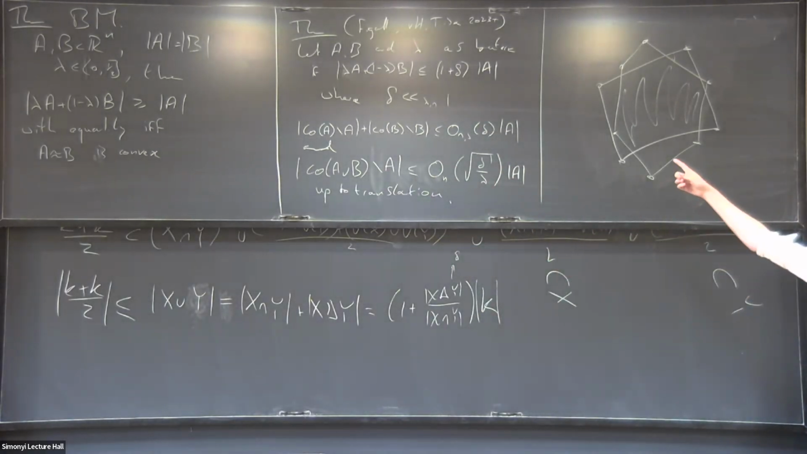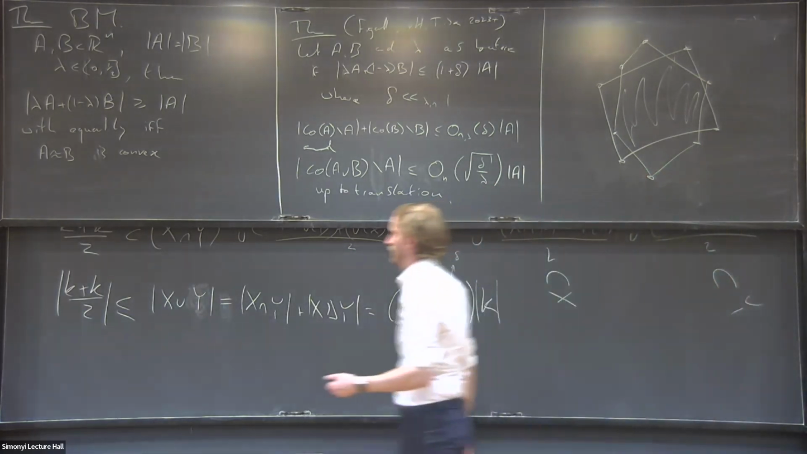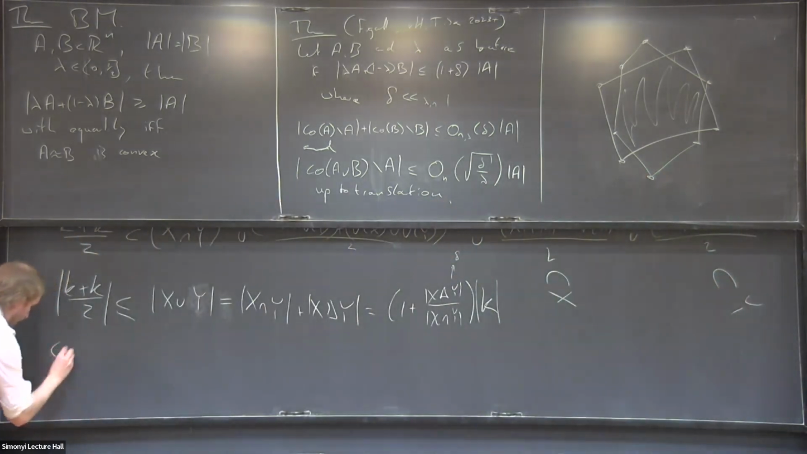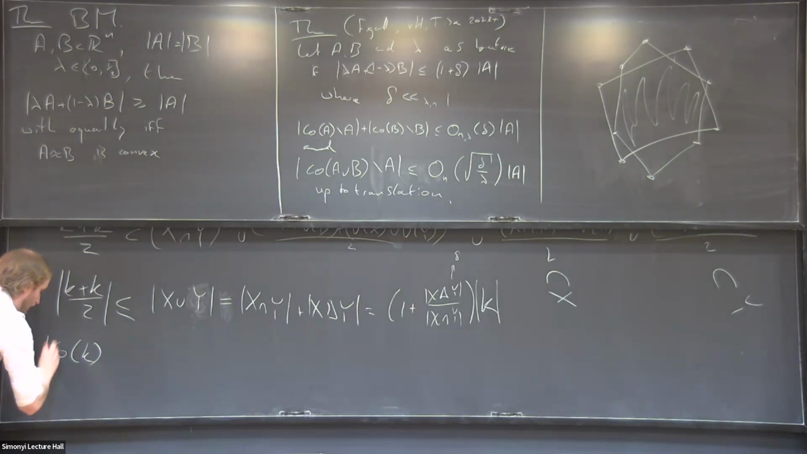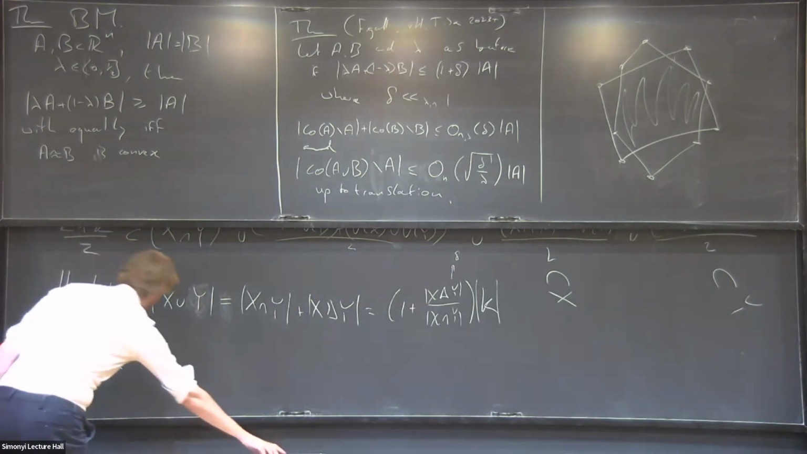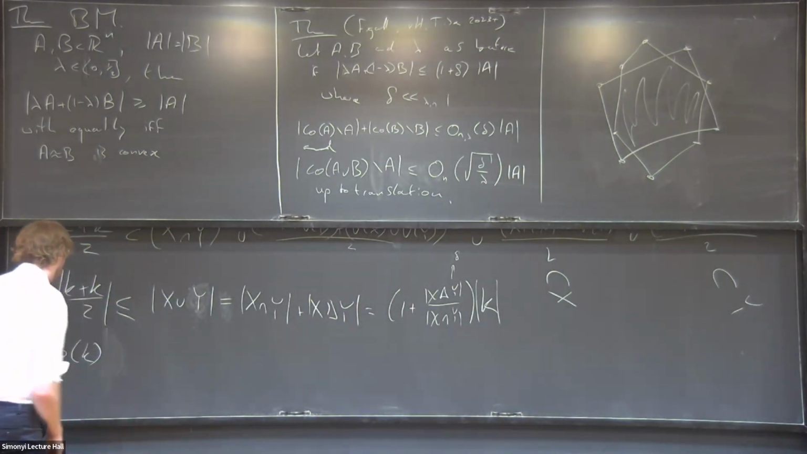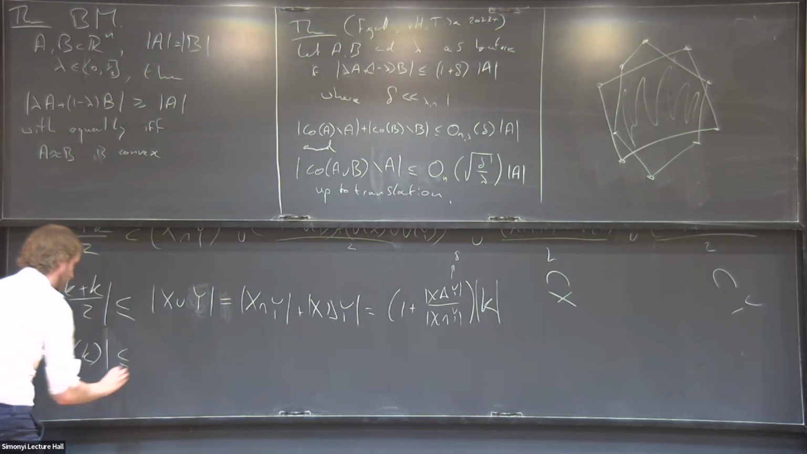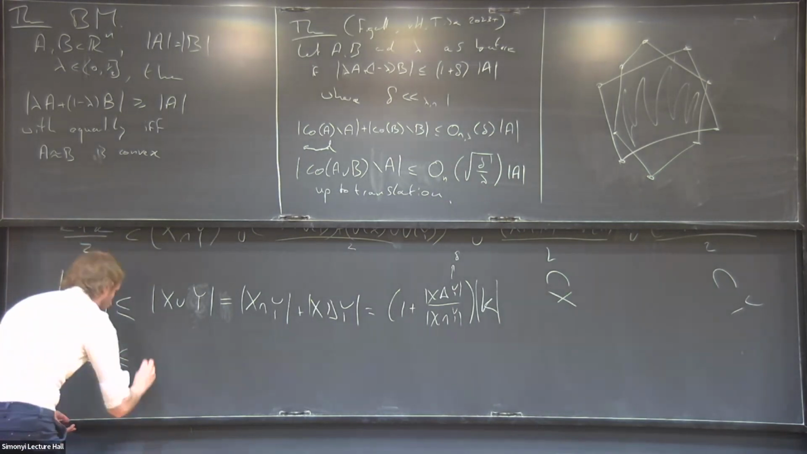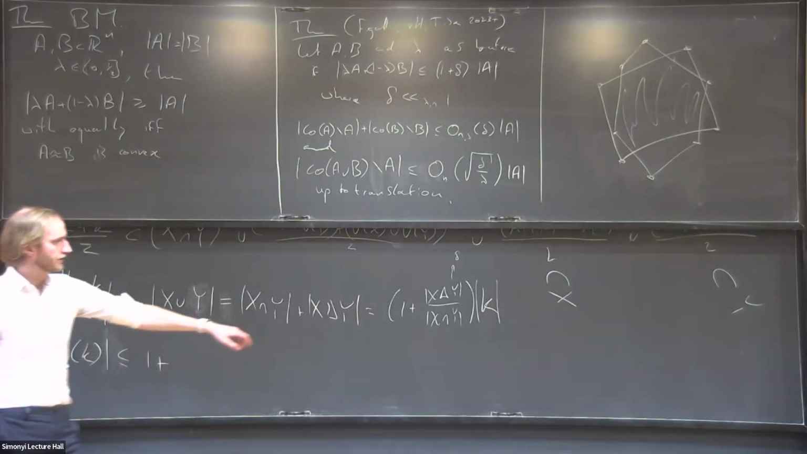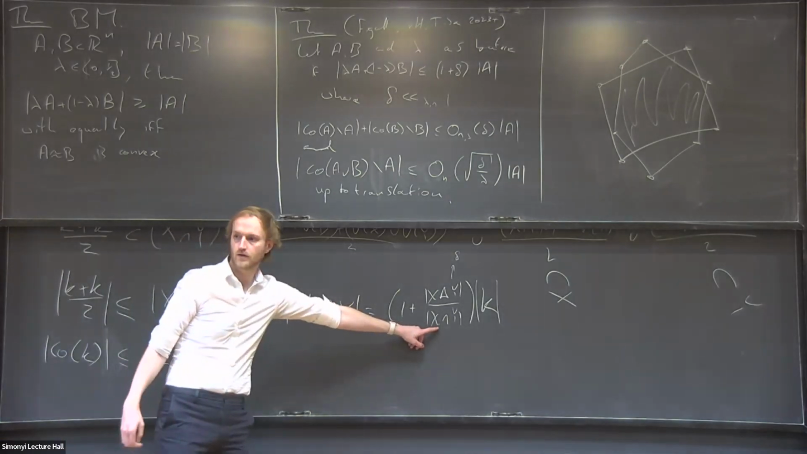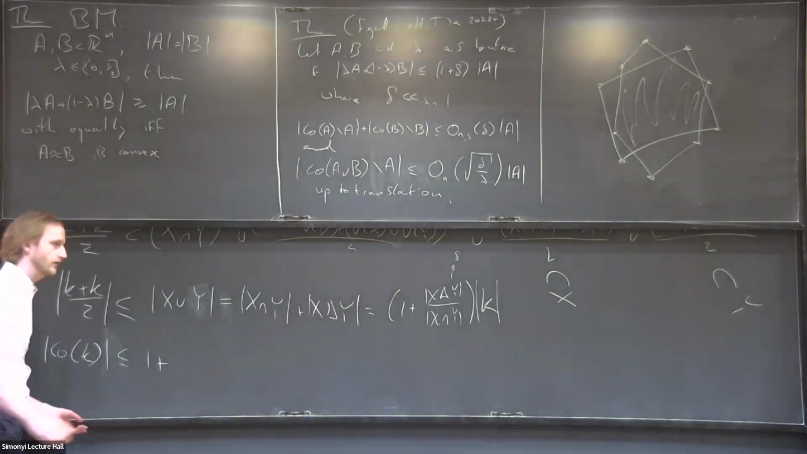Okay, but now what does the linear result give? It says that the size of rho of K is at most 1 plus something linear in delta.